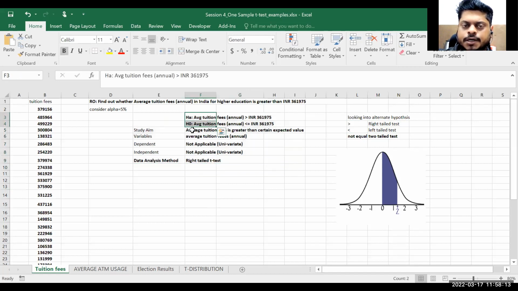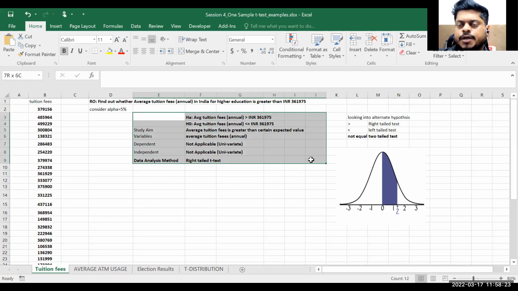So from your exam point of view, if you're able to complete this part correctly, writing down the alternate and null hypothesis and writing down these four steps: What is my study aim? What are my variables? What is dependent? What is independent? Data analysis method. If you are able to write this information correctly in your exam paper, out of 10, you will get 50%, 5 marks, without doing any data analysis.